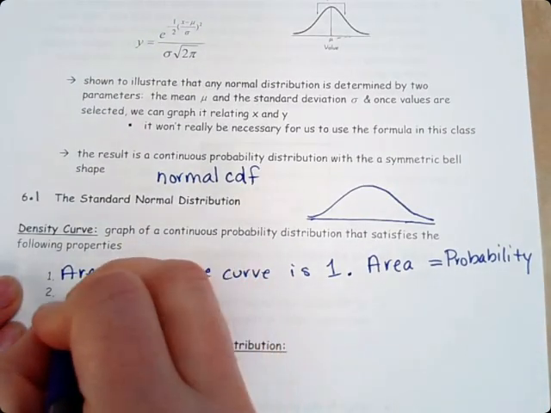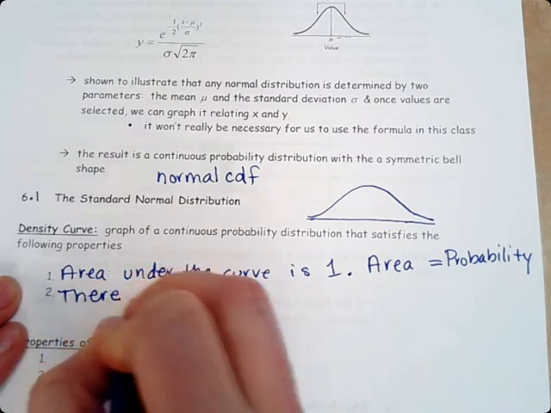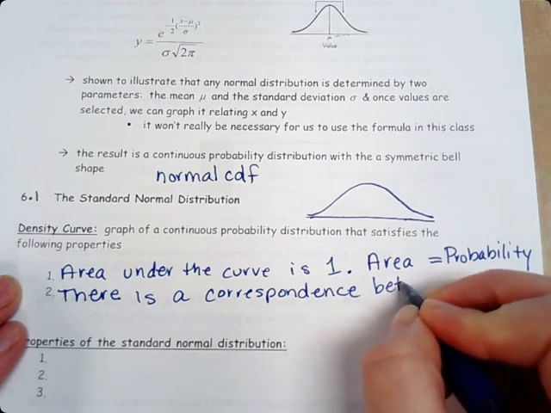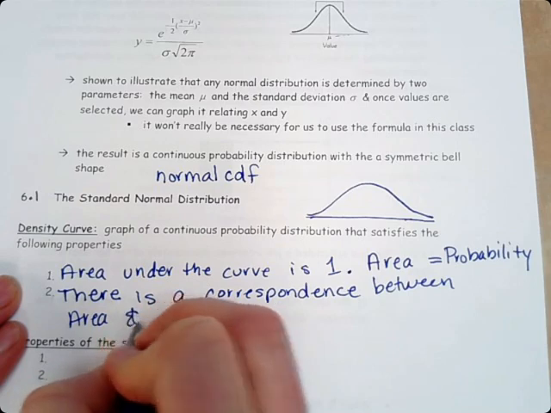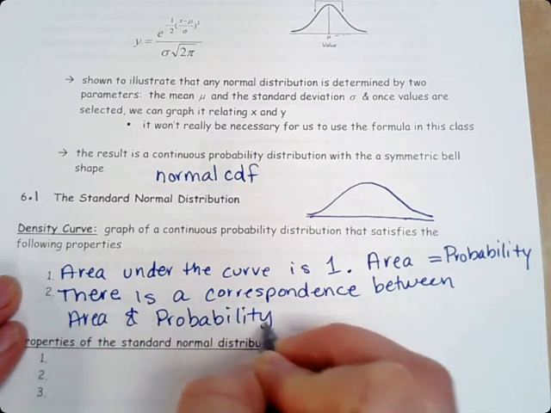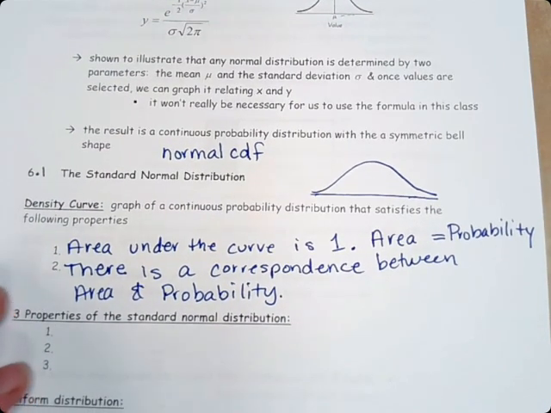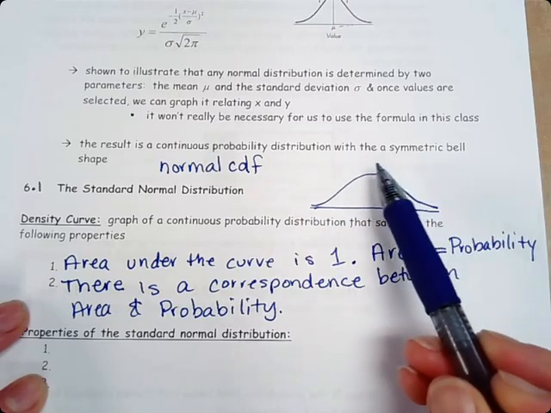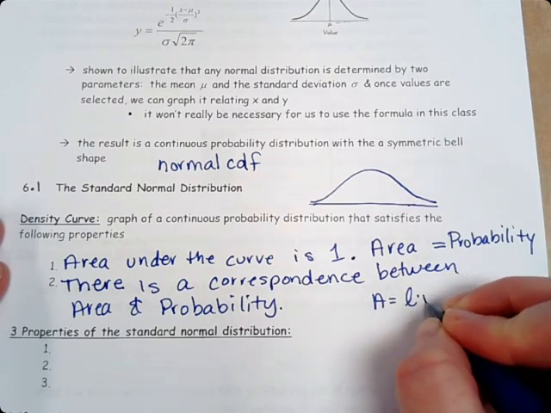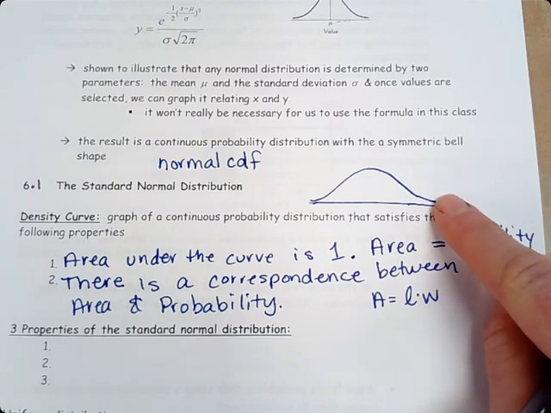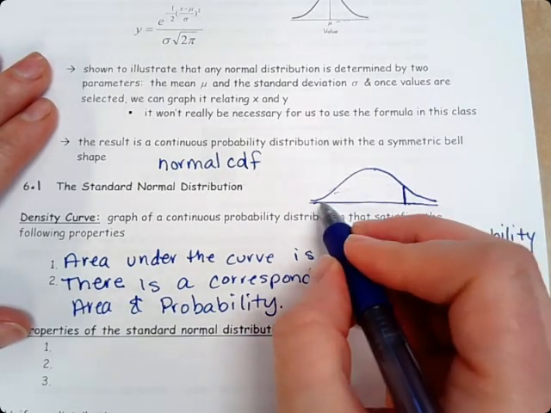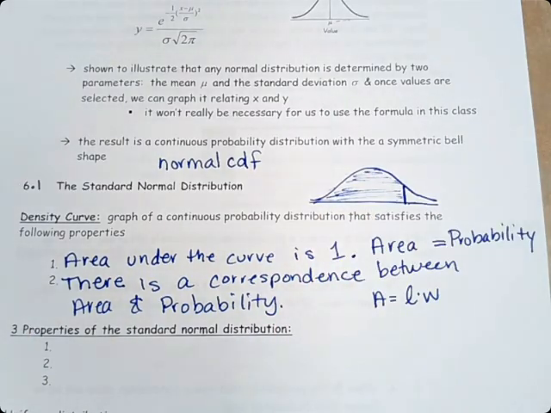So number 2, which is kind of just what I just said: there is a correspondence between area and probability. The thing with area is if you think about the area of this, you normally think about area as length times width, right? But whenever we have a curve like this, it isn't that easy because you might be finding the area of this area right here. And if you do that, you can't do a length times a width. So then there's another way of doing this by using z-scores.